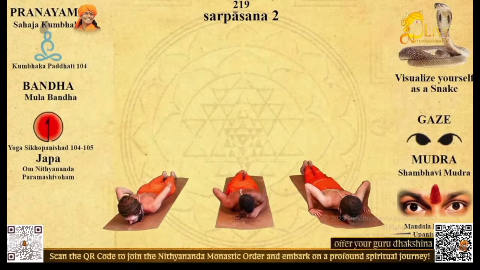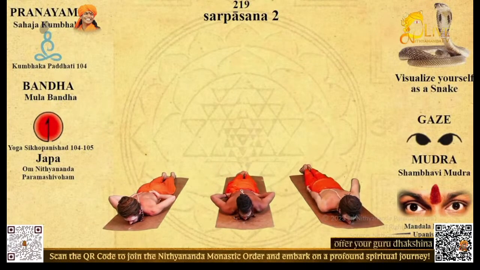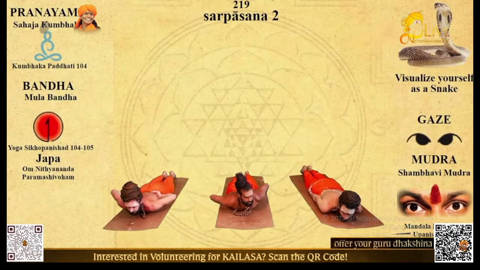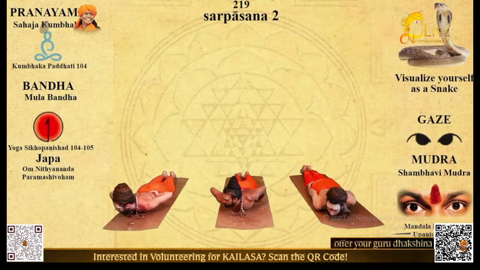Next up is Salpasana 2. As you lay on your stomach, place your hands on the hips and lift your chest from left to right, visualizing and moving your body like a snake.